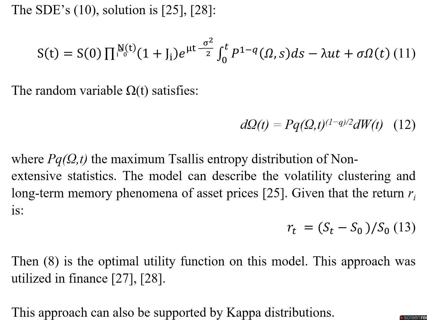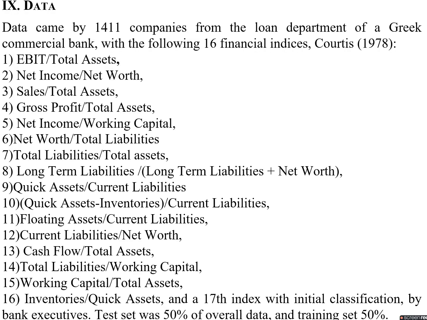The model can describe the volatility clustering and long-term harmony phenomena of asset prices. The return is the known form. Thus, optimal utility function is utilized to optimize the portfolio. This approach can also be supported by kappa distribution, which are much more complicated.